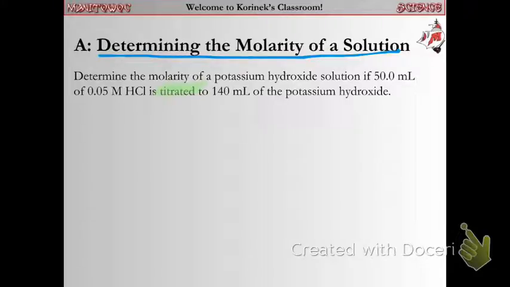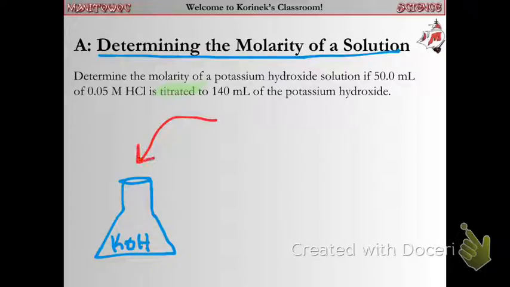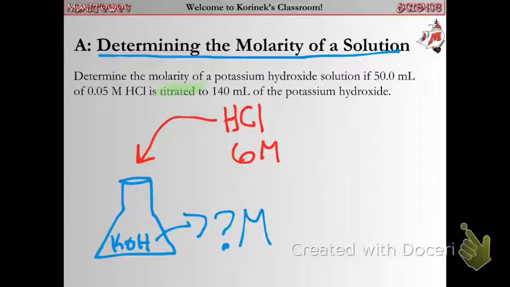In essence, what we'll do is take a specific material. In this case, let's talk about potassium hydroxide. That's a base, and to that, we are going to add an acid. So let's add in hydrochloric acid. Now, let's say that we know the molarity of the hydrochloric acid. Maybe it's 6 molar. By figuring out how much HCl needs to be added to the potassium hydroxide to cause neutralization to happen, we'll be able to find out the concentration of that potassium hydroxide.